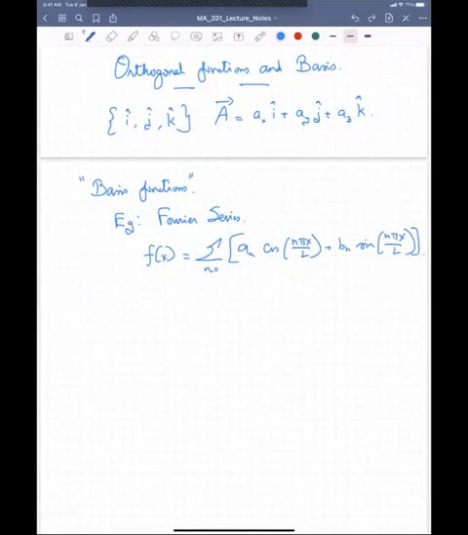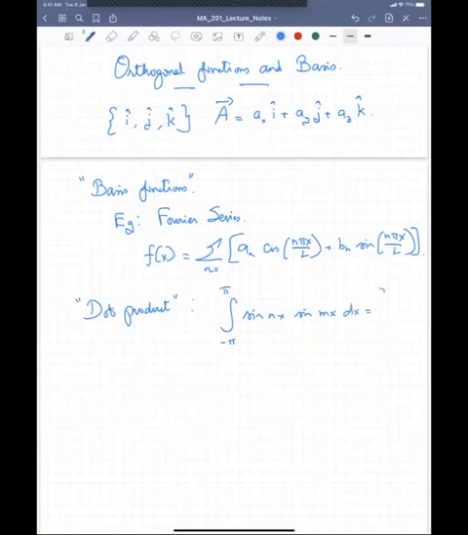The way of extracting the a_n's and b_n's here is also through a dot product, except that the dot product is not very simple. It's an integration, but that's also a dot product. So you write down a dot product using the rules that, for example, the integral from minus pi to pi of sine nx sine mx dx would be equal to 0 if m is not equal to n, and pi if m equals n.